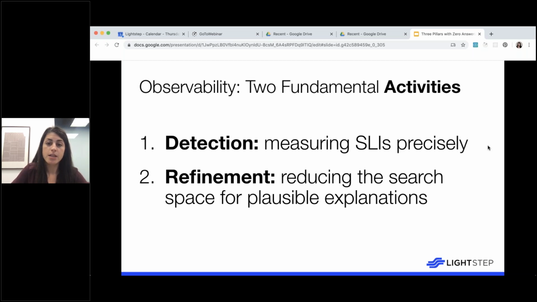The second activity that is quite fundamental here is refinement, and refinement involves reducing the search space for plausible explanations. So if you detect an SLI regression has occurred, then you want to easily refine your search space for hypotheses that may explain that detection.